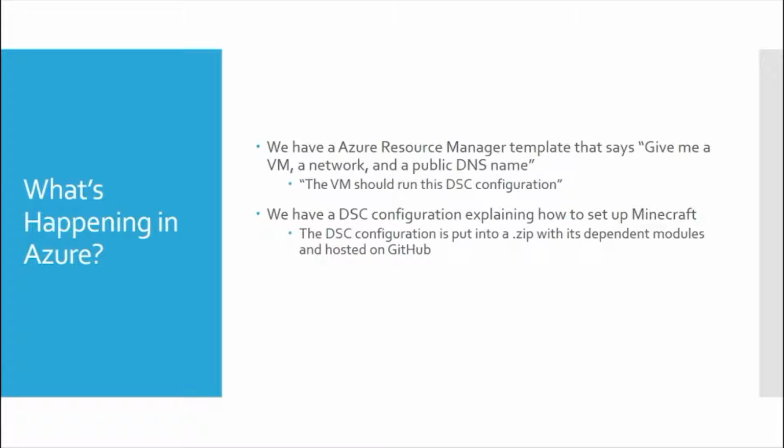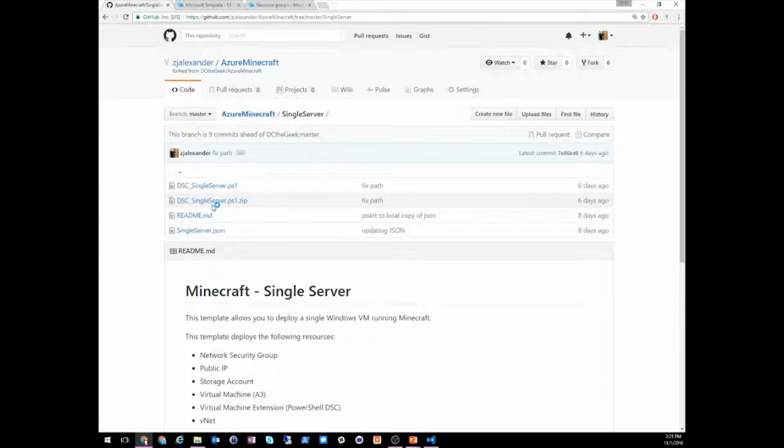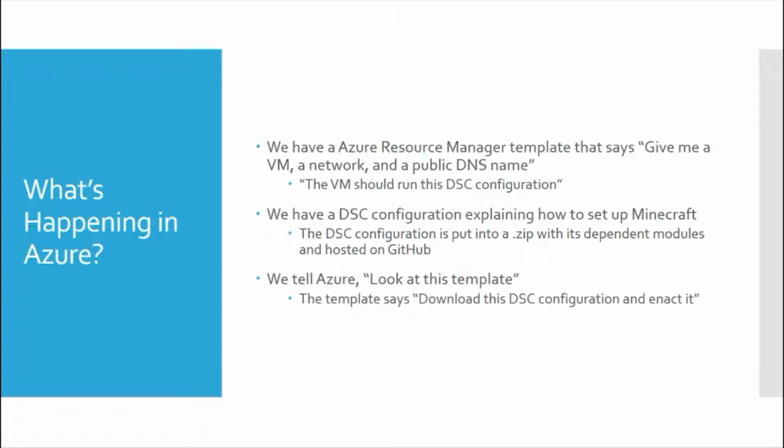That DSC configuration basically explains how to set up Minecraft. We keep it in a zip file with all of its dependent modules, and we host it on GitHub. It's right there. We tell Azure, when we click that deploy button, here's the template I want you to use, grab these parameters, and start setting up these machines. And that template also says, download this DSC configuration and enact it.